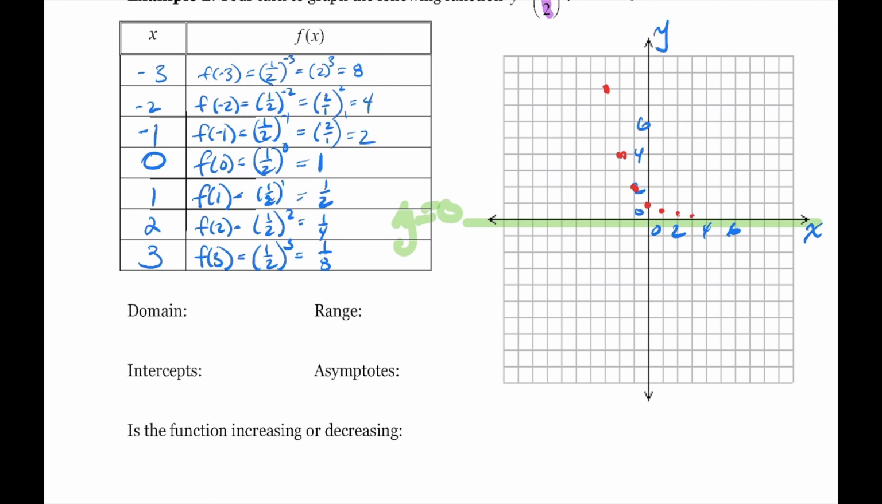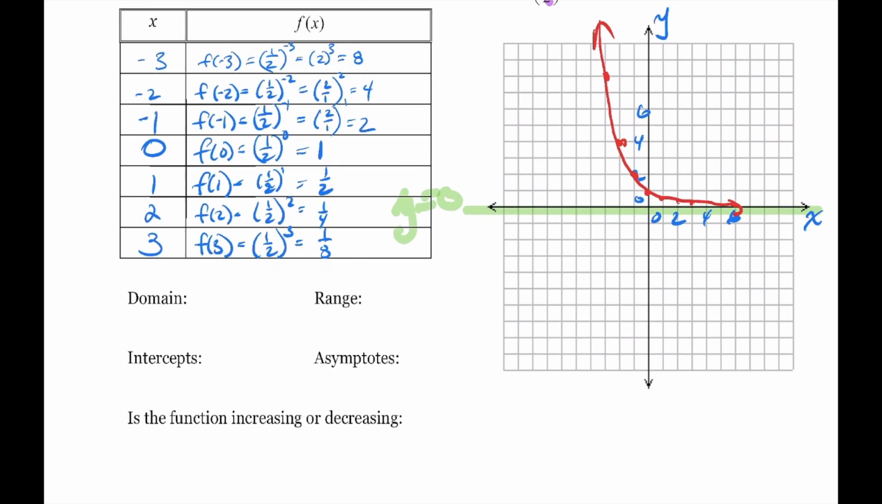So let's connect this with a smooth curve. I'm actually going to go the other way again, from left to right. And knowing that I have an asymptote here, draw that line getting closer and closer to the x-axis, but never touch it. Okay? So here we're going to discover the domain.